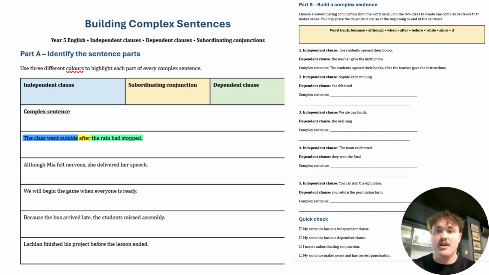And then finally, overall, the purpose of this resource is not just simply to teach students a list of subordinating conjunctions. It is to develop their understanding of how complex sentences work and how they can use them purposefully in their own writing. The combination of explicit instruction, visual scaffolds, guided practice, and independent application provides a structured progression towards independence. By moving from understanding clauses to identifying their relationships and finally constructing complex sentences, the lesson supports Year 5 students to develop their syntactic knowledge and greater control over their own writing.